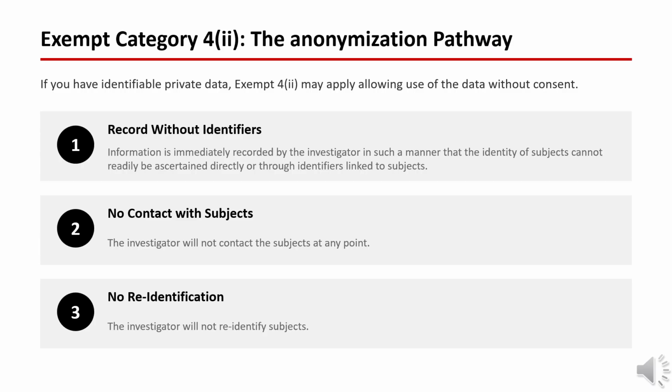Now, if you're accessing that identifiable private data, the first question is, does it fit under exempt category 4.2? This is the anonymized pathway. It allows you to access identifiable data, but requires that you record it in an anonymized manner. It's important to point out that you can't keep any kind of code that could relink the data. You also can't contact participants. So if you're accessing the data for recruitment or verifying eligibility, the study is not eligible for exempt review.